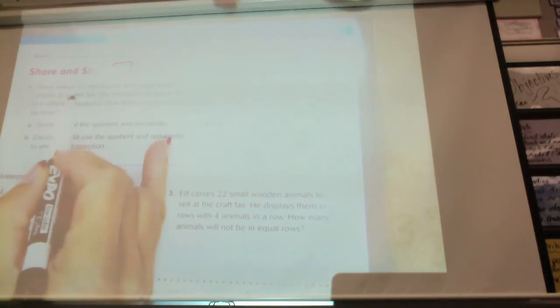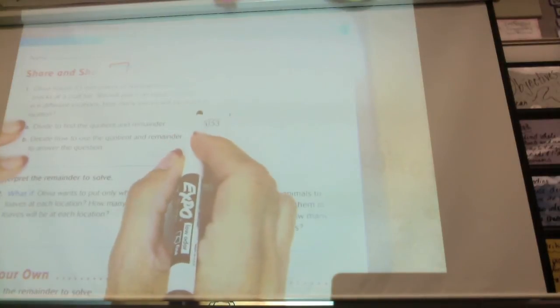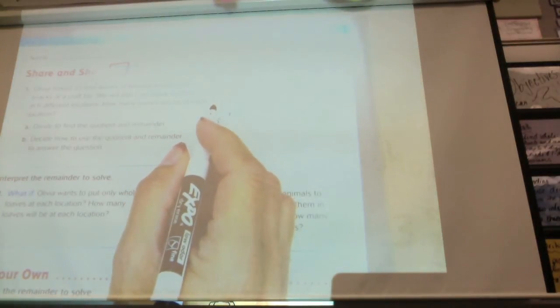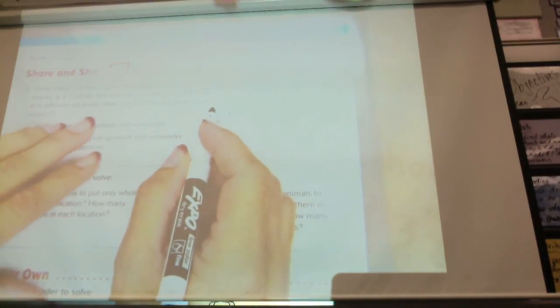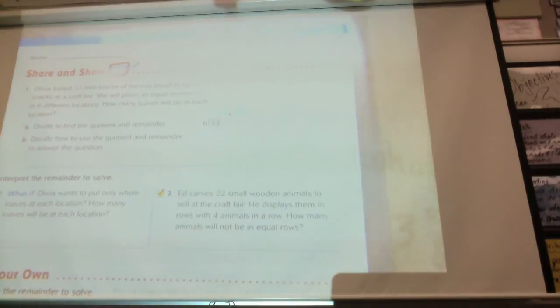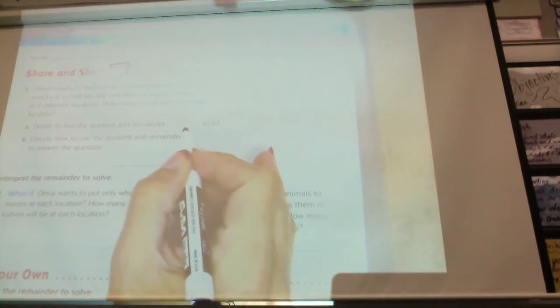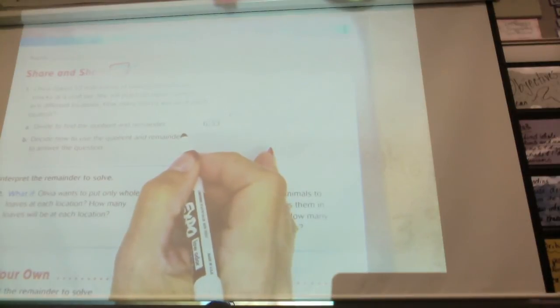So, Olivia baked 53 mini loaves of banana bread, to be sliced for snacks at a craft fair. She will place an equal number of loaves in 6 different locations. So think of the craft fair, and there's 6 different tables that are going to get an equal number of loaves. How many loaves will be at each location?